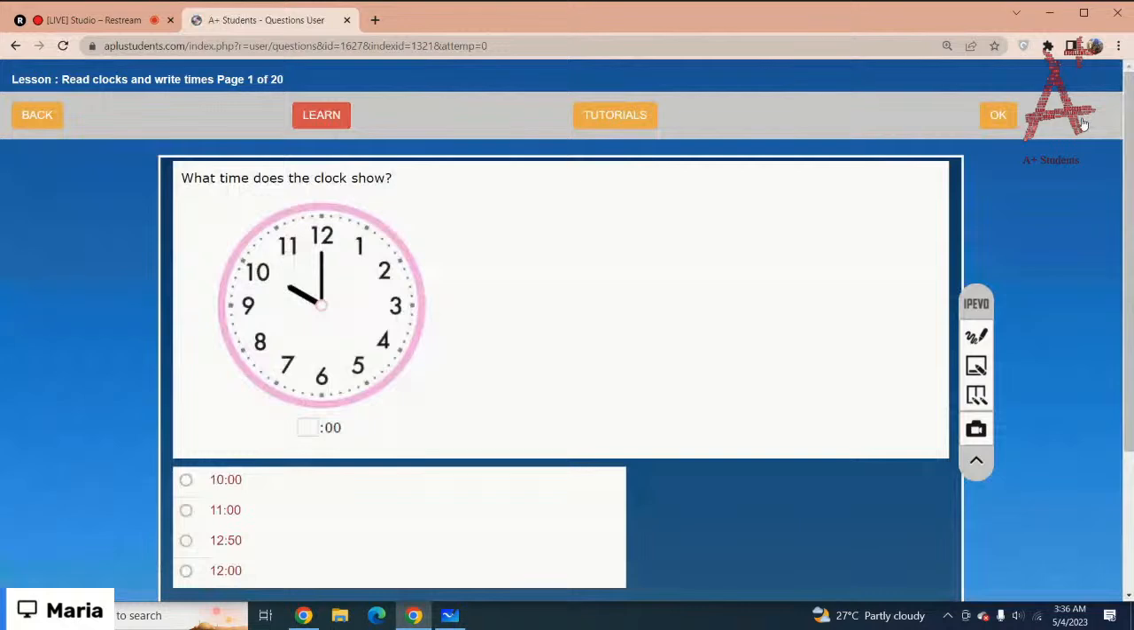Okay. What time does the clock show? Which is the correct option? Yes, it would be 10 o'clock. The correct option is 10.